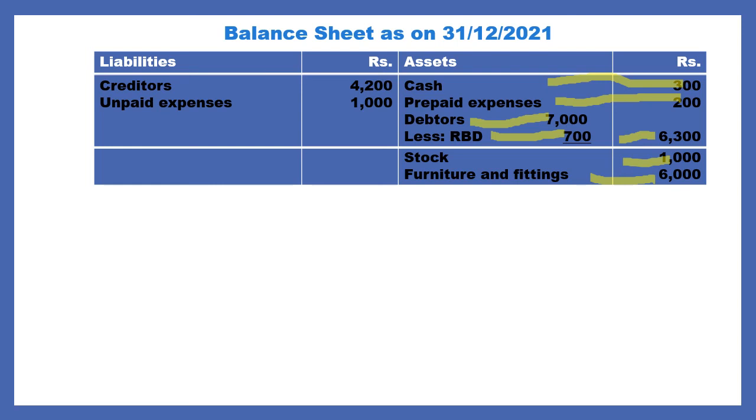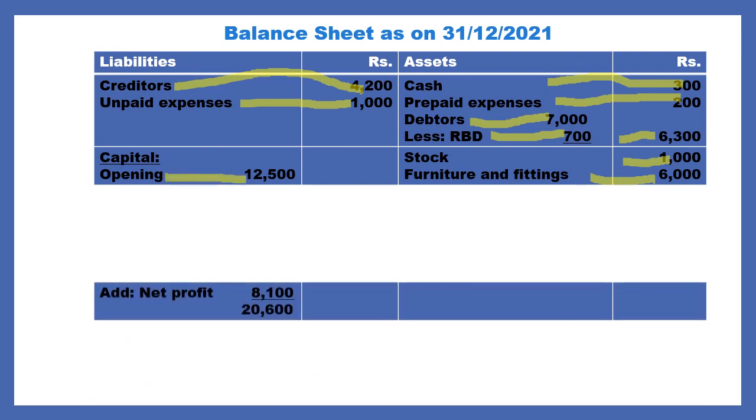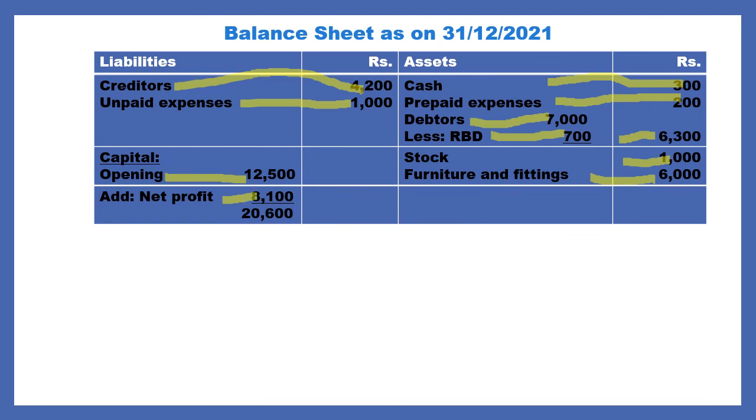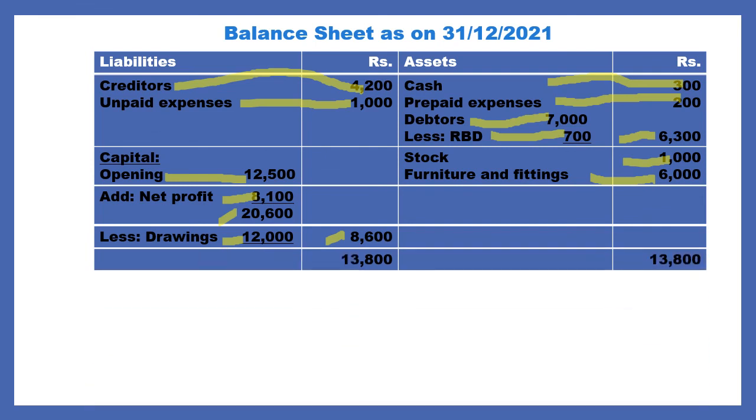Next, liabilities. In that creditors, first one 4,200 as per the problem. Unpaid expenses or outstanding expense of current year 1,000 rupees. Next, capital calculation, opening as per the opening balance sheet 12,500. Add net profit as per the profit and loss account 8,100. Total comes to 20,600. Less drawings 12,000 as per the receipts and payments account details. And closing capital comes to 8,600 rupees. So total comes to 13,800.